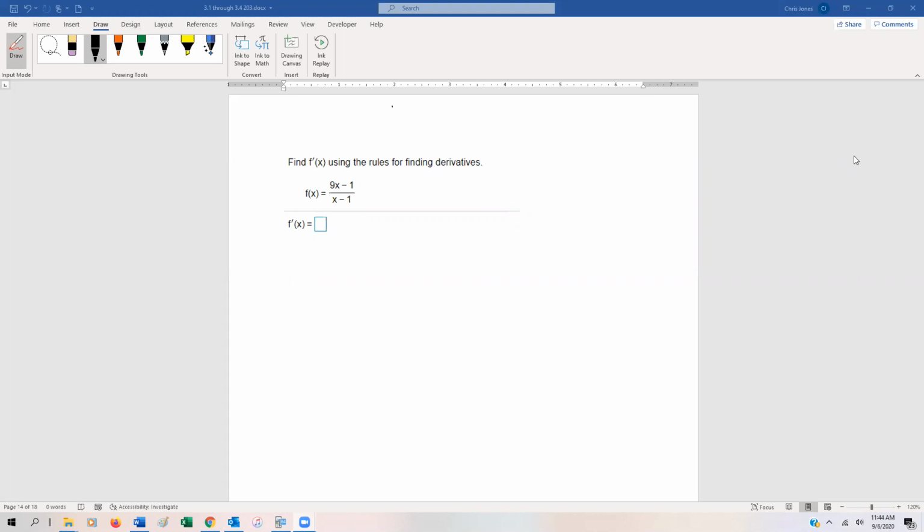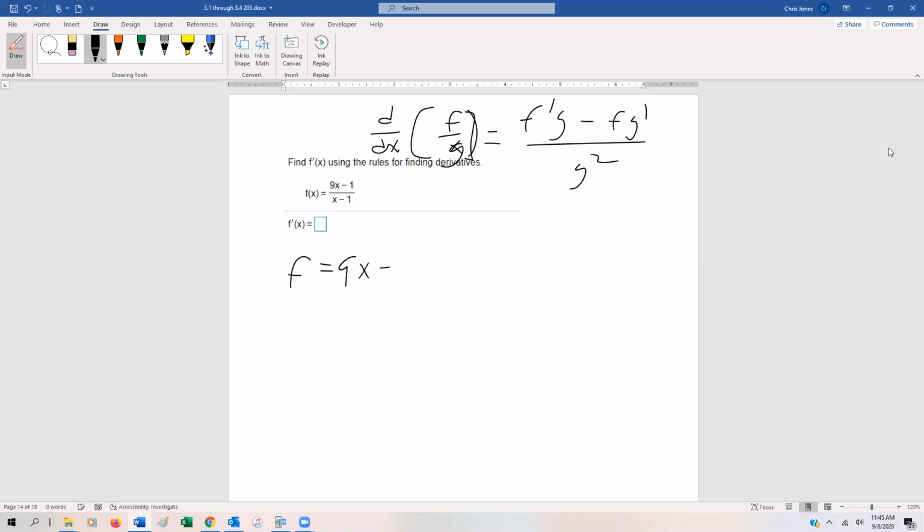Recall that if we wanted to find the derivative of two functions being divided, and we call those f and g, that was equal to f prime g minus f g prime over g squared. All right, and so in this problem, we're going to define f to be the numerator, 9x minus 1. We're going to define g to be the denominator, x minus 1. And the good news is both of these are very easy to find the derivatives of.